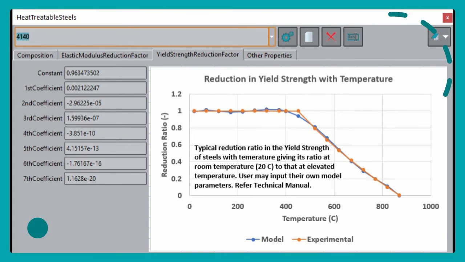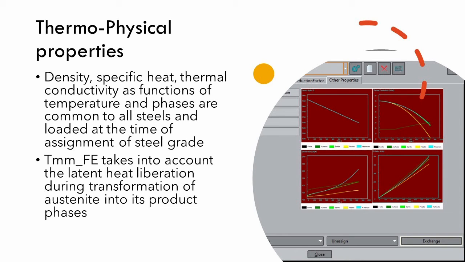Similarly, reduction in yield strength with temperature is also modeled as a ratio at room temperature to that at elevated temperature. User may again input their own model parameters. Thermophysical properties, density, specific heat, thermal conductivity as functions of temperature and phases are common to all steels and loaded at the time of assignment of steel grade. The software takes into account the latent heat liberation during transformation of austenite into its product phases.